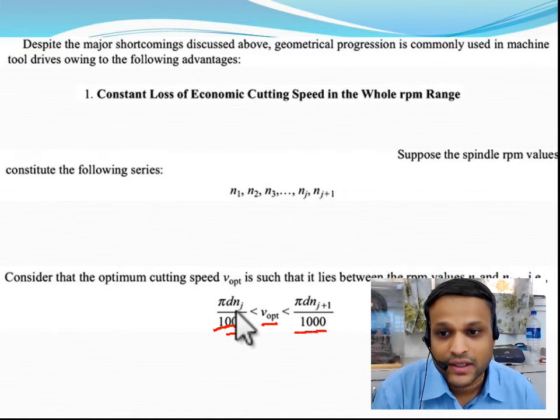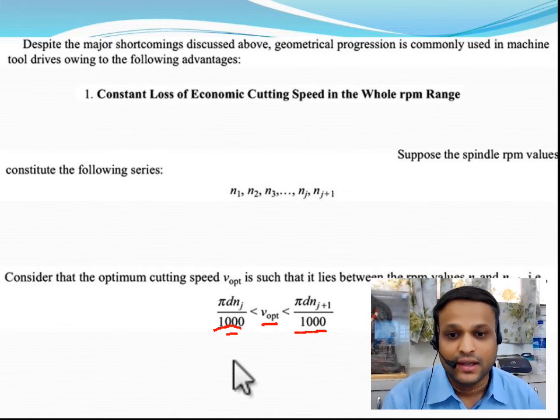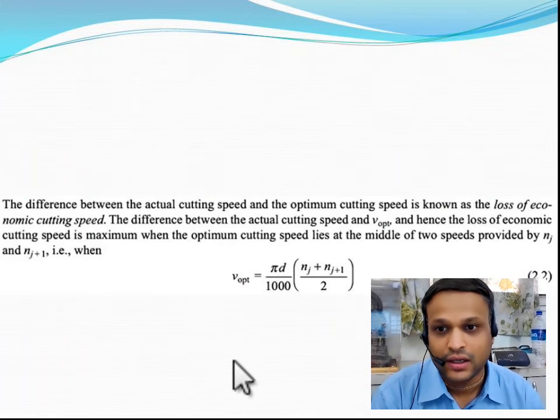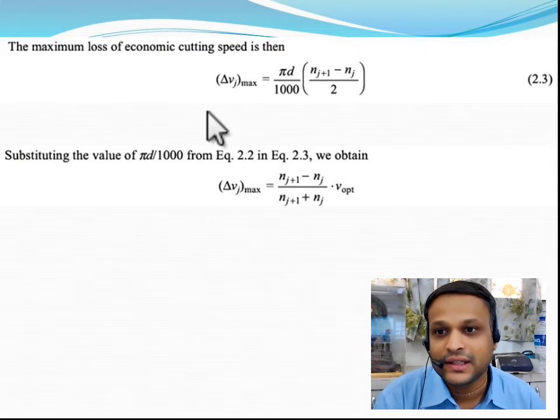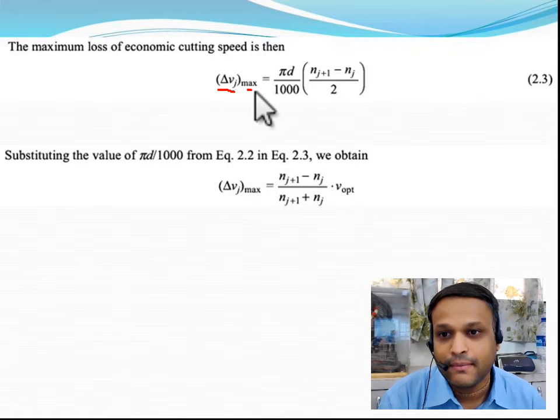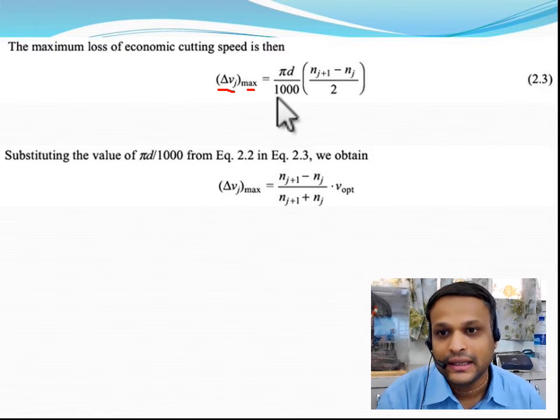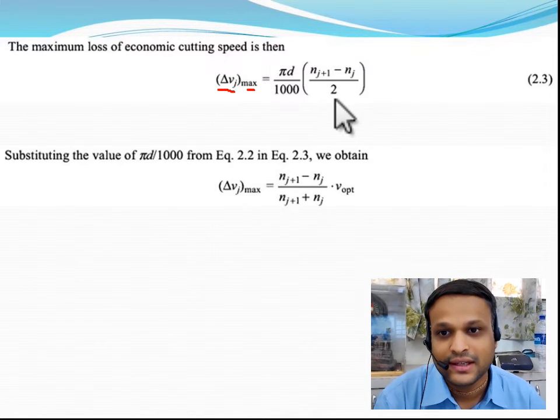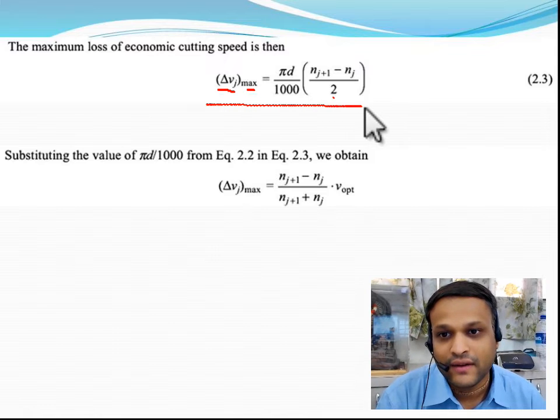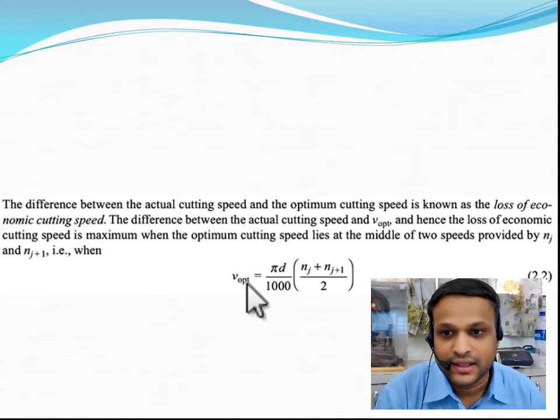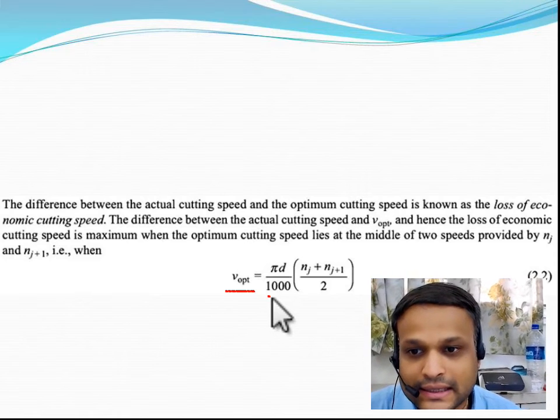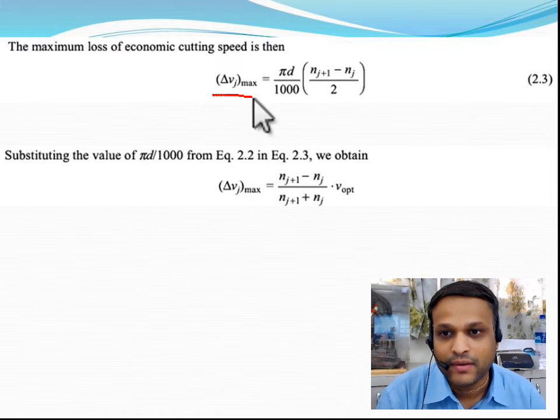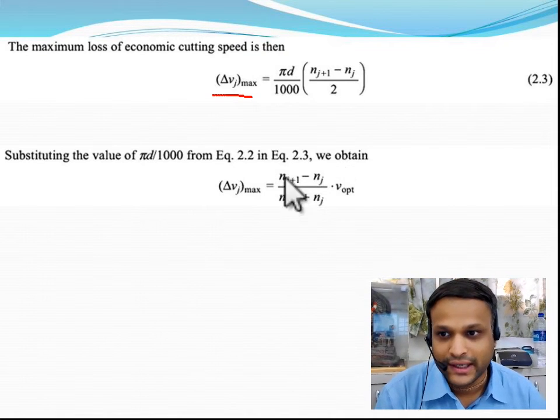So the difference between these two speeds will obviously be the maximum difference, the maximum loss of the economical cutting speed, and obviously that is given by delta Vj max is equal to pi d by 1000 times (nj plus 1 minus nj) by 2. Okay, so now we have got these two definitions. In the first case, the V optimum is in the center, and in the second case, the V optimum is at one of the ends.